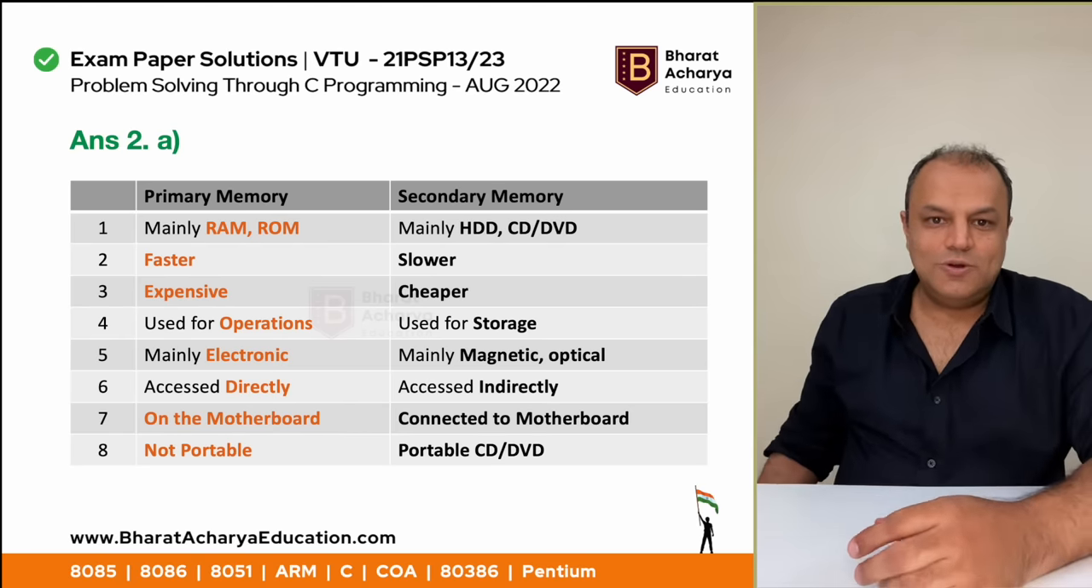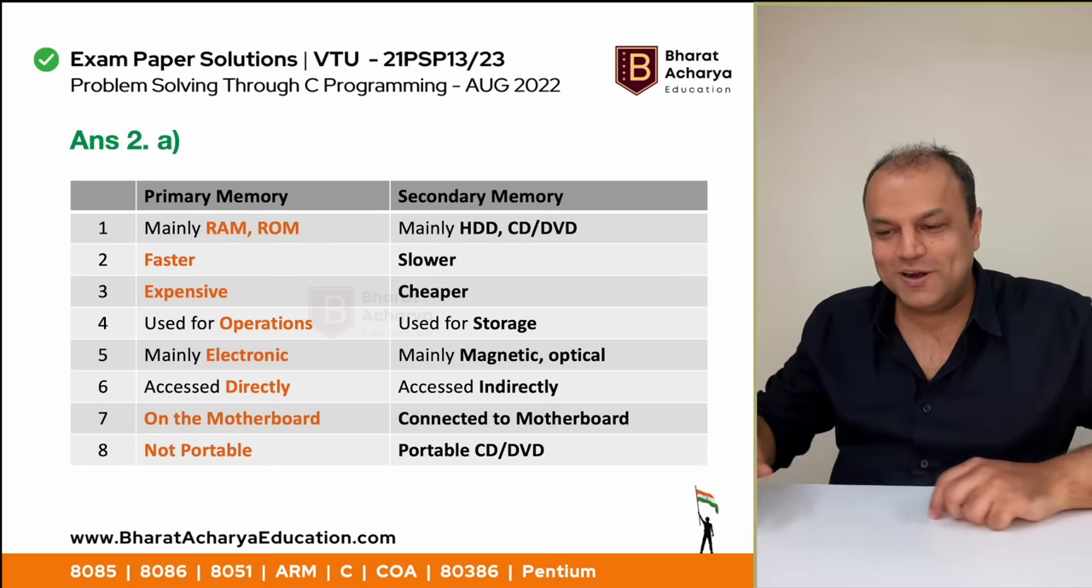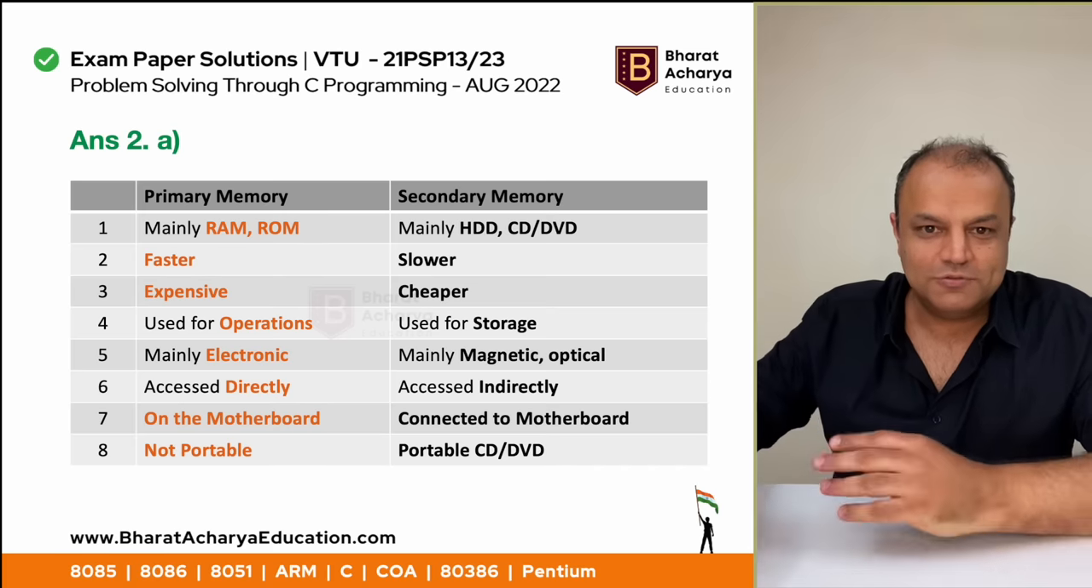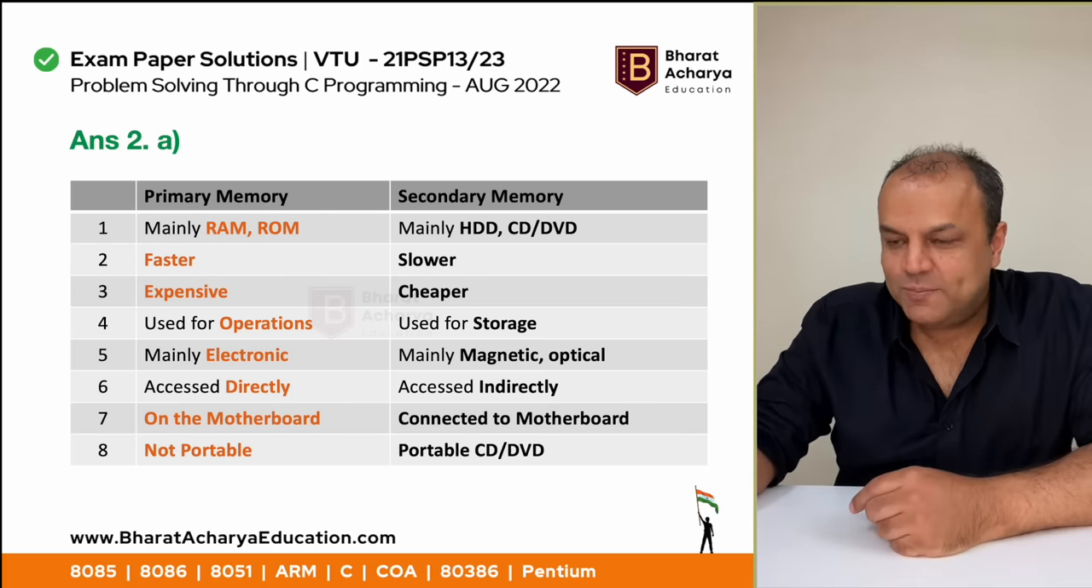Primary memory can certainly not be portable. I can't take your RAM out and go. With your RAM working, of course, to repair it, I'll take it. But with a working computer, I'm not going to pull it out. But your CD, DVD, you transfer information and pull it out. Anyway, so that was your basic differentiation between primary and secondary memory.